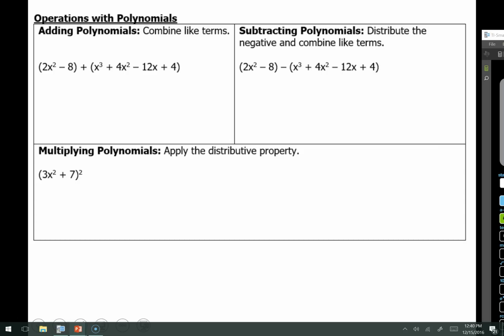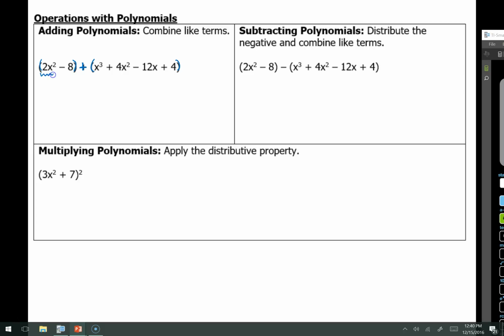Okay, let's move on to the last piece, which is the actual operations with these polynomials. We're going to add, subtract, and multiply. Adding and subtracting is going to be very similar to what we were doing with quadratics before, and really multiplying to some degree is too. So notice that there are these two expressions being added together. So we are going to find the like terms and combine them.